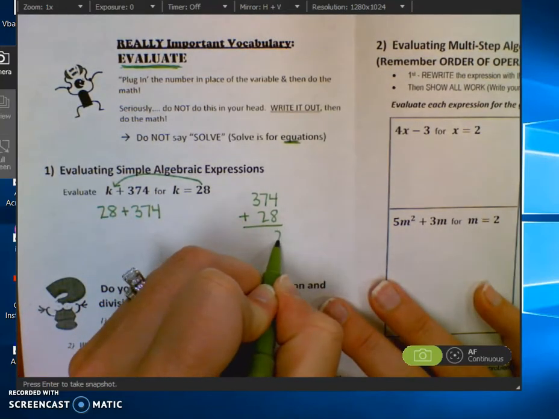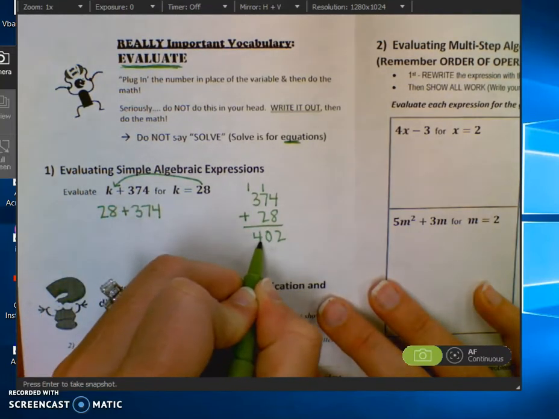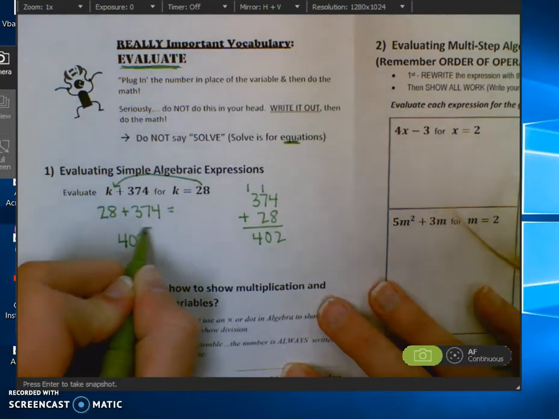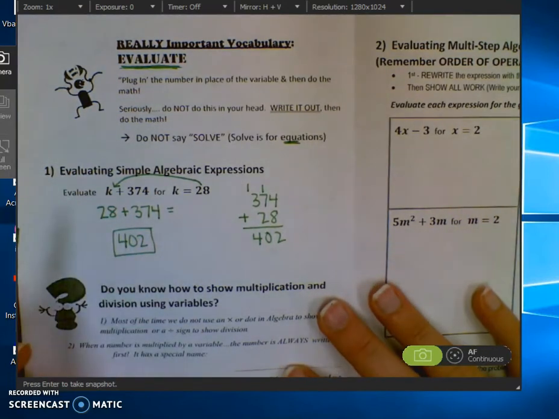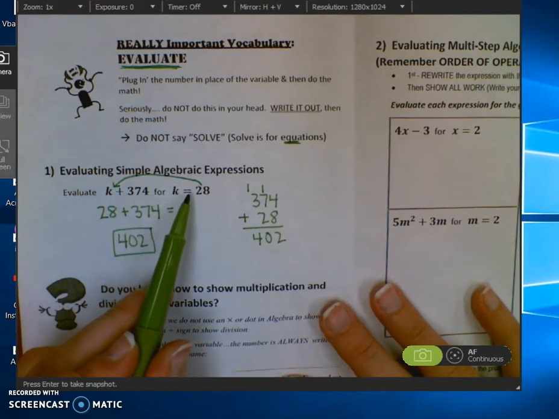4 plus 8 is 12, and I carry my 1. That's 10, carry my 1, and I get 402. And that is my answer. I evaluated k plus 374 for k equals 28.